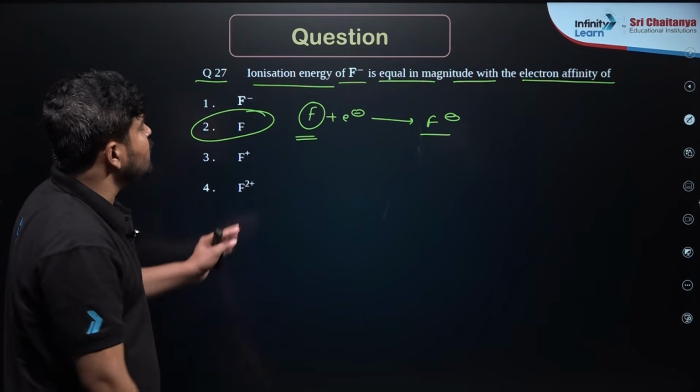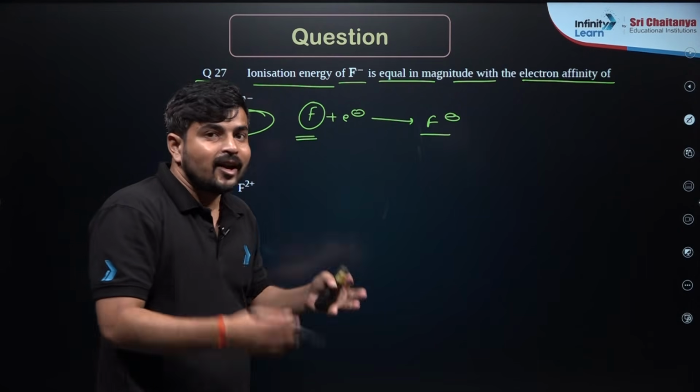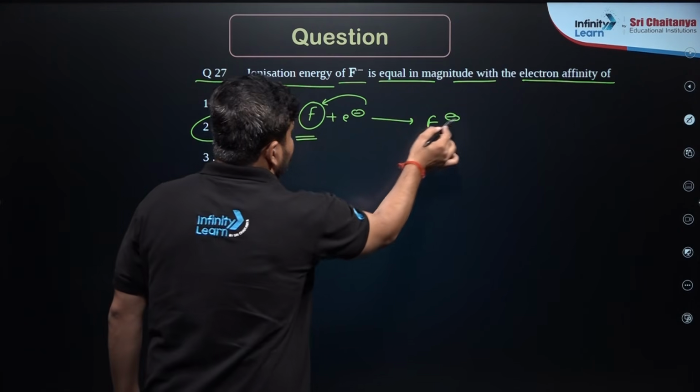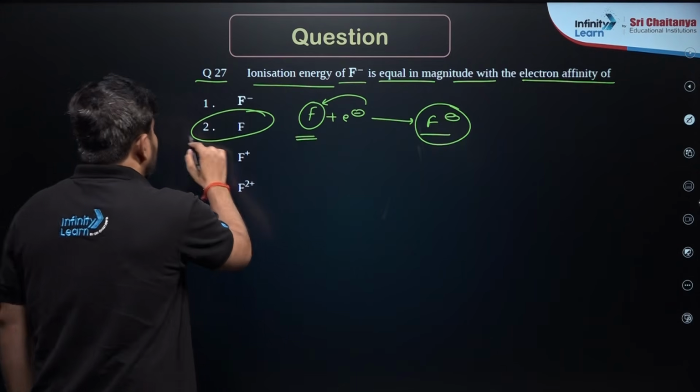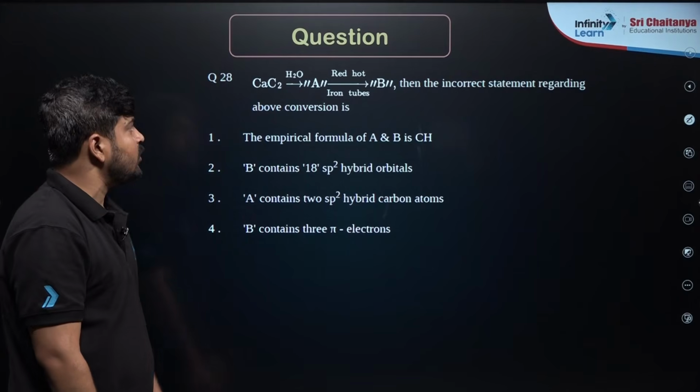So the ionization energy of F minus is equal to the magnitude of electron affinity. Electron affinity is the tendency to gain an electron. If it gains the electron, it is going to convert to F minus, so definitely it is the second option only. So the second one is the correct option for this question.